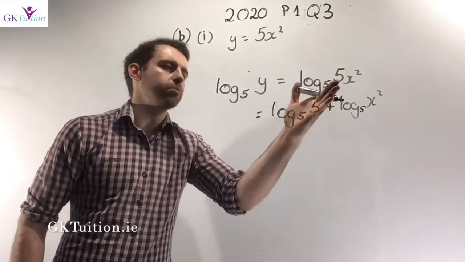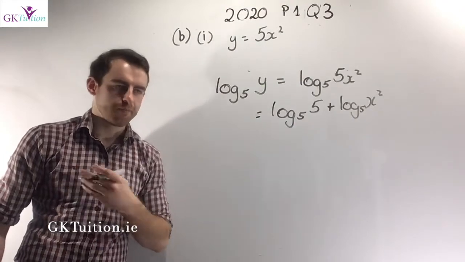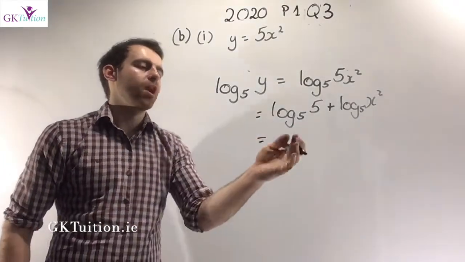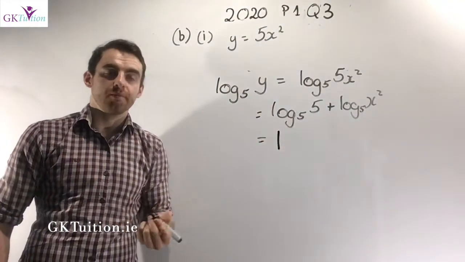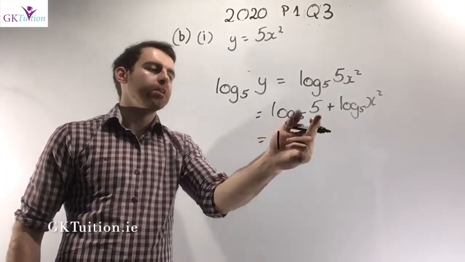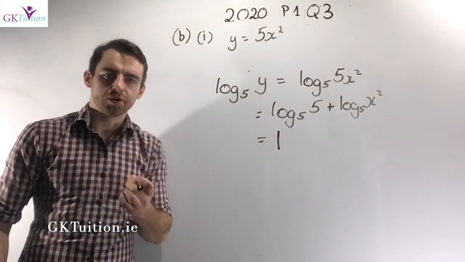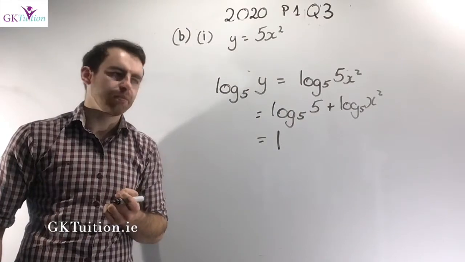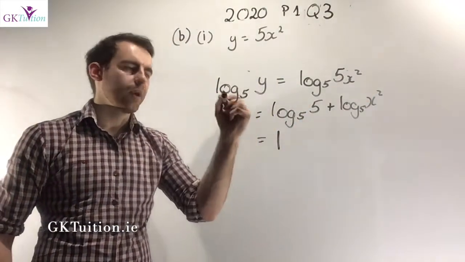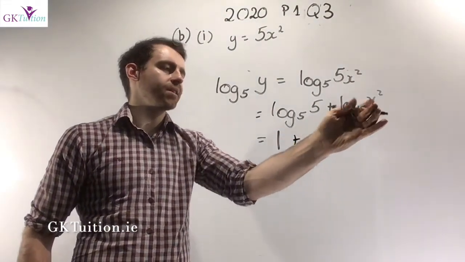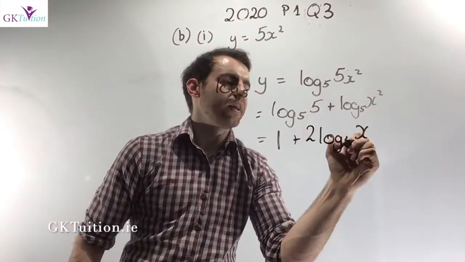So instead of multiplying the 5 by the x squared, I can split it up and add the two different logs together. Now, you should know off the top of your head that log 5 to the base 5 is actually just 1. If you have the same number there and there, then the value is just 1. Now look at the third rule of logs on page 21 in your maths tables. It tells me that if I've log of something to a power, I can just bring the power in front. So log of x to the power of 2 will become 2 log x to the base 5.